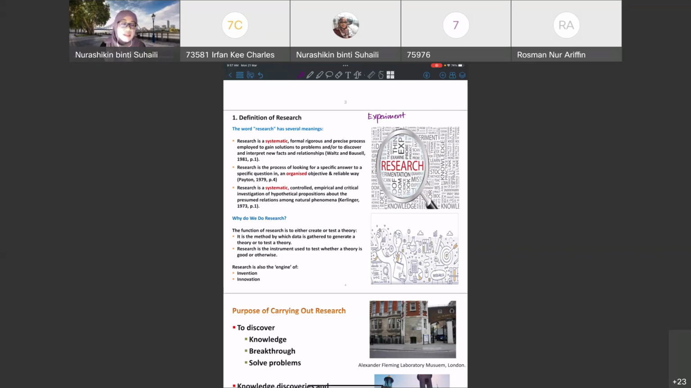It's very small. But when we talk about research, it constitutes lots of experiments. If just now I asked you, FYP is what? FYP is a research. Final year project is an example of research. So in the research, you have lots of experiments. Betul tak? So maknanya research ni ada banyak eksperimen yang you buat.